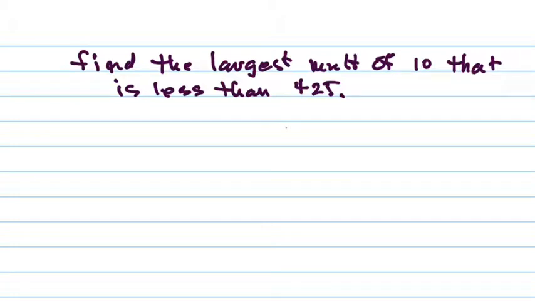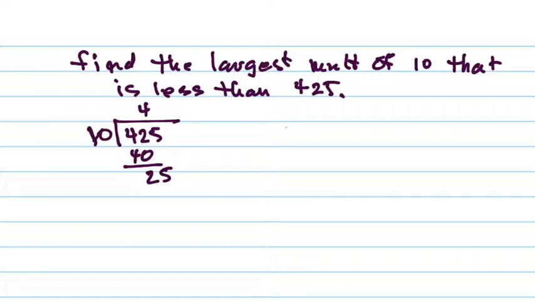Well, that's really easy to do. All you need to do is take the number and divide it by the number you're finding multiples of. Okay? You could list all of the multiples of 10 until you found it, but it's much faster to simply do the division. And if you do the division, 10 goes into 40 4 times, which is 40. Bring down the 2. 10 goes into 25 2 times, which is 20. Bring down the 5. That means you've got a decimal, right?